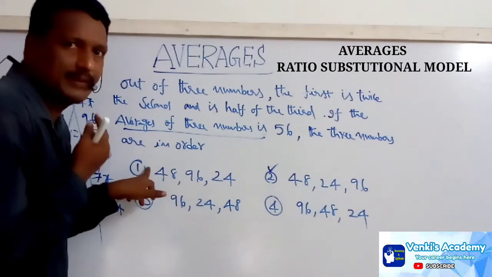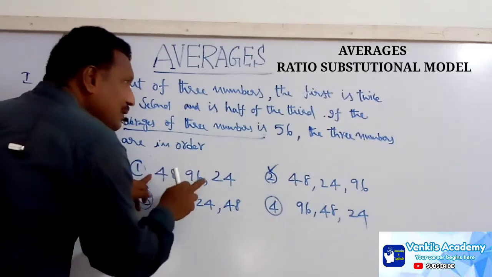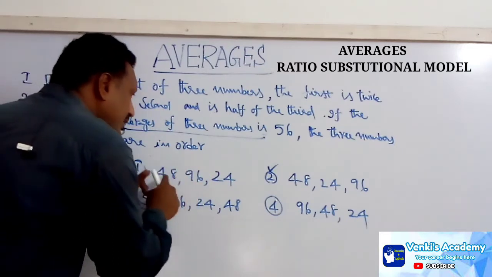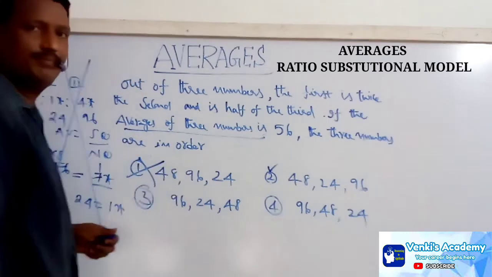Let us take the first option. The first number should be twice the second number. But here that is reversed. The second number is twice here. So we can eliminate the first option.